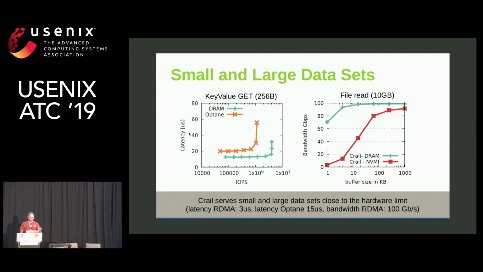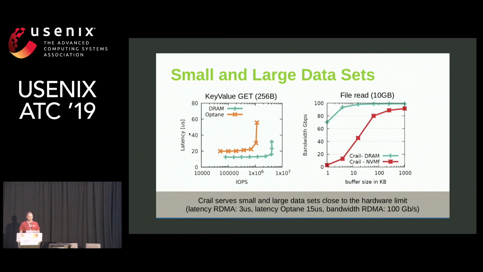You can see we're getting quite stable latencies up to a point where we're hitting either the hardware limit or the limit of a single metadata server in Crail. For the DRAM case, we are hitting 8 million IOPS, which is the limit of a single metadata server in Crail. And for the Optane benchmark, we are hitting the limit of the device at a slightly lower value.